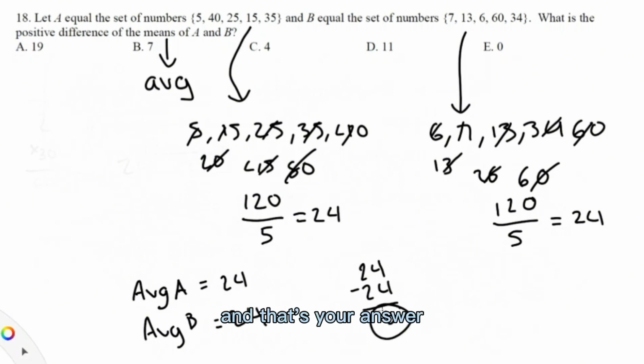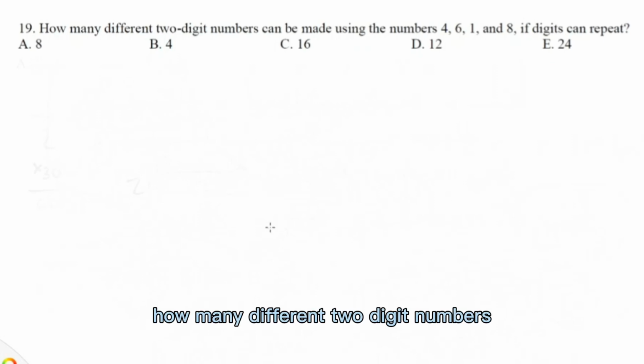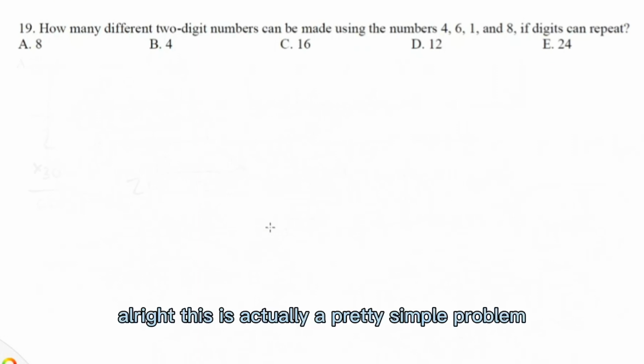And that's your answer. Next, number 19. How many different 2-digit numbers can be made using the numbers 4, 6, 1, and 8 if digits can repeat? Alright, this is actually a pretty simple problem.